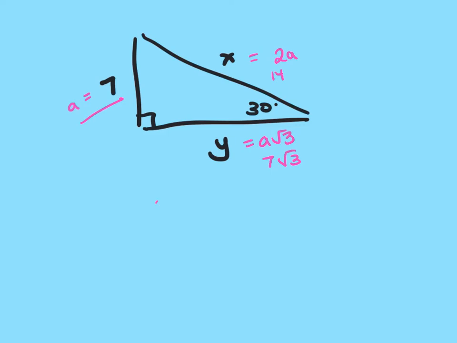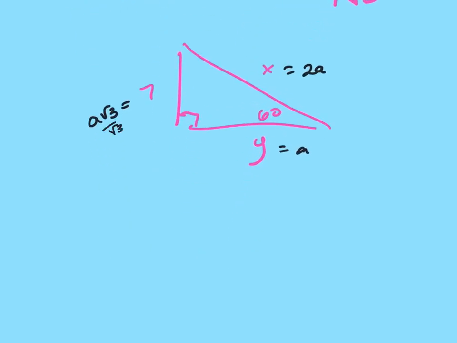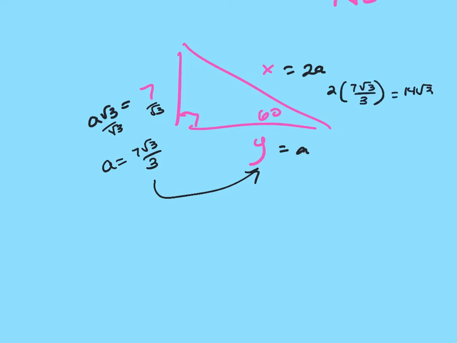If I switched it, if I made it opposite the 60 that was given, then I would say that this equals a root 3. This still equals a. This equals 2a. And that time I'd have to divide both sides by root 3. And I'd get a equals 7 root 3 over 3, which is what this side is. And this would be 2 times that, or 14 root 3 over 3.